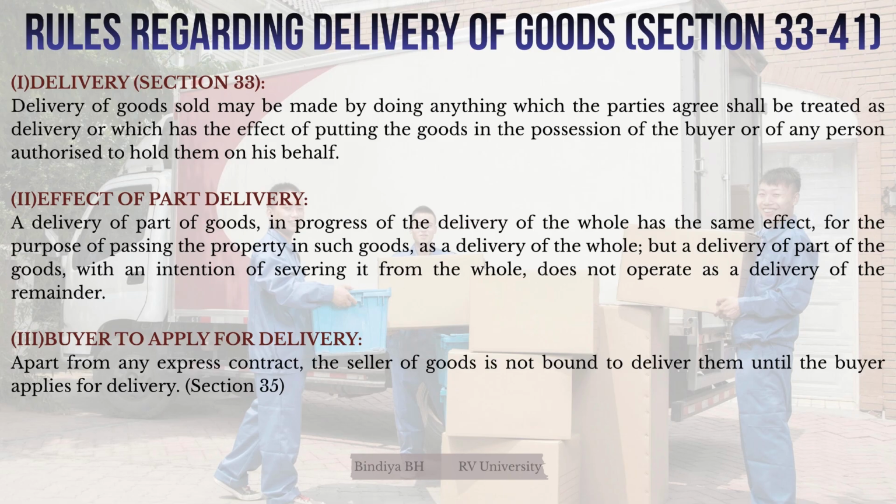For example, A sells goods to B. Now the goods are lying in a warehouse. The warehouse keeper informs B, "I will now hold these goods on your behalf." Delivery is complete at that moment. So we move from physical delivery to legal delivery through acknowledgement.